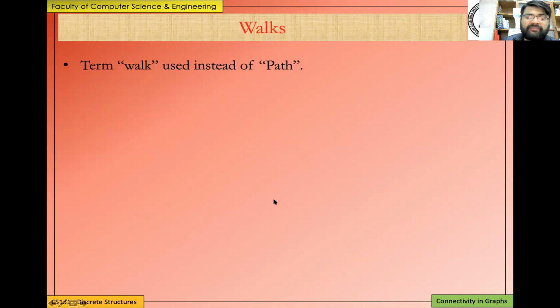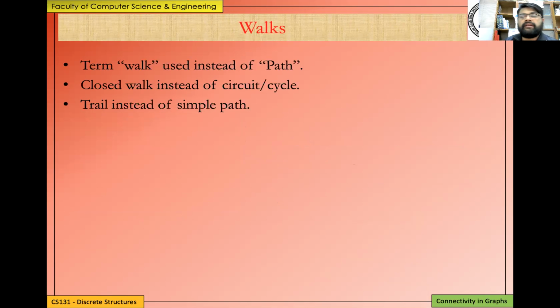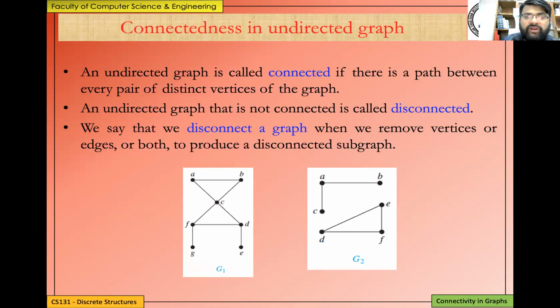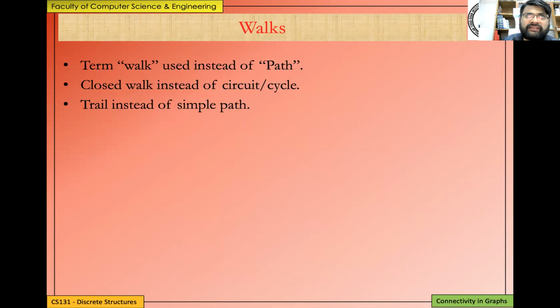So then let's come to the next topic, which is what is a walk. The term walk is sometimes used instead of a path as well. And the corresponding term for circuit or cycle is closed walk. And similarly, for a simple path, the term used a lot of times in literature is trail. However, I'm personally not in favor of using these names, and I will probably be using a different name altogether.